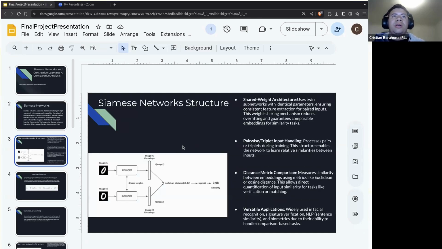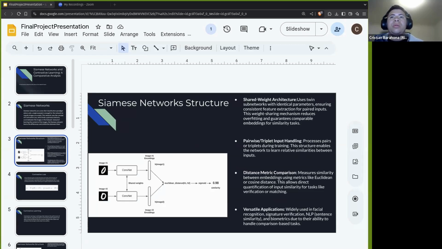So this is the structure of the Siamese network. One of the key features is that Siamese networks utilize a shared-weights architecture, where identical twin networks process paired inputs, ensuring consistent feature extraction while reducing the risk of overfitting. Also, the distinctive design allows them to handle pair or triplet inputs during training, which teaches the network to understand relative similarities rather than just absolute classifications.